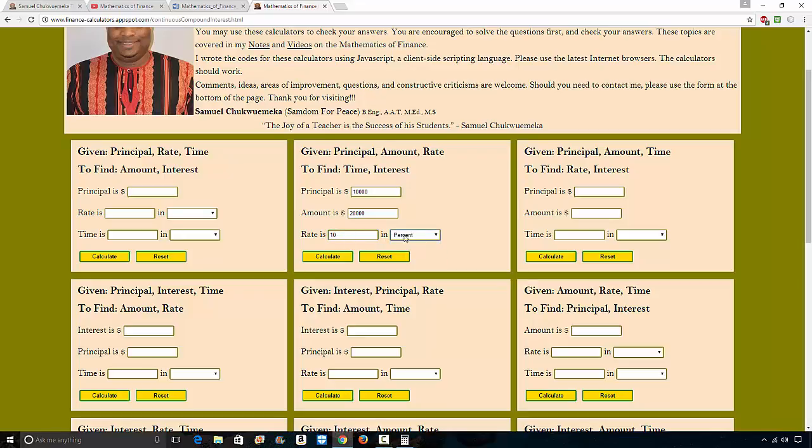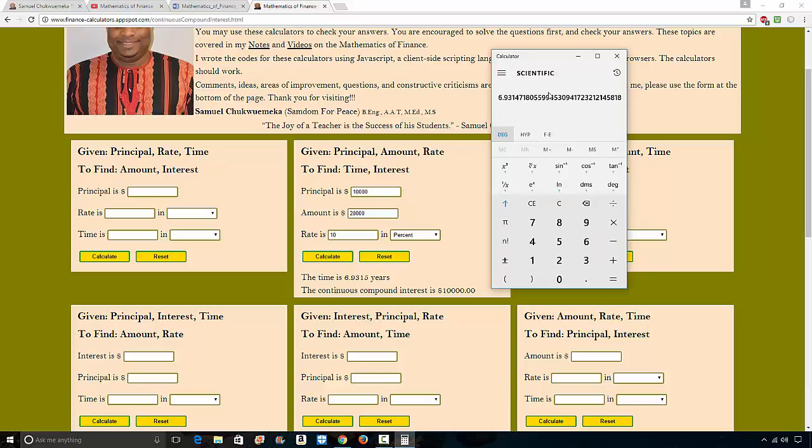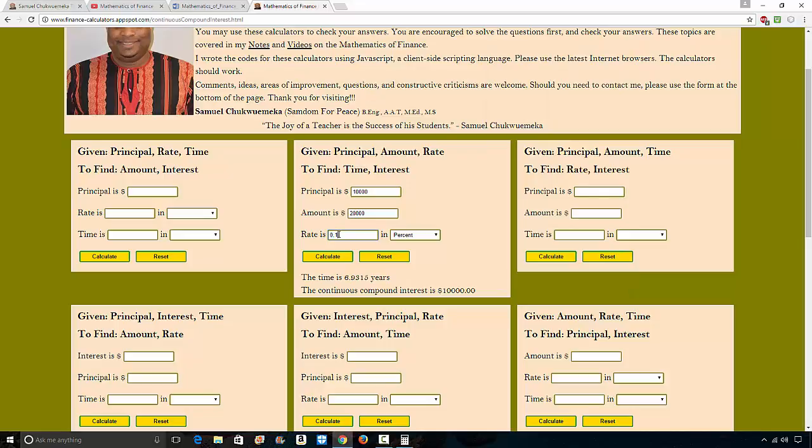You can also use 0.1 in decimal, and it will be the same thing. So you see this is 6.9315 years. For the rate and time, I rounded to 4 decimal places. If you don't want to use 10%, you can use 0.1, but you have to select decimal, and if you calculate it, it still gives you the same thing. And if you're doing multiple calculations, you can reset. The reset button will clear everything, and you begin again. Okay.